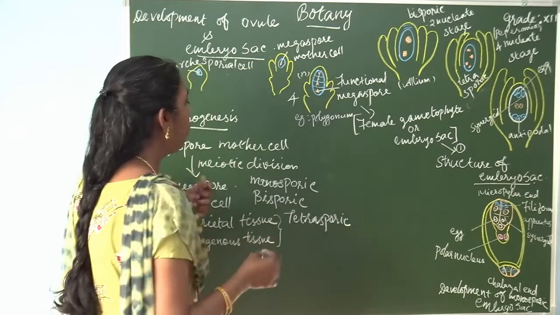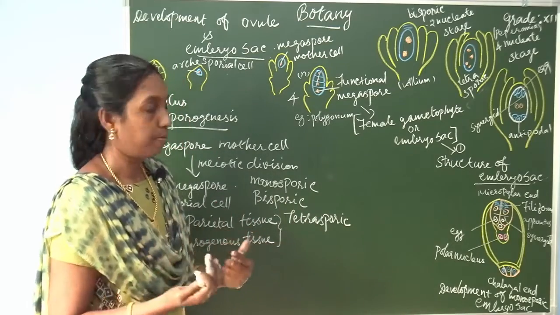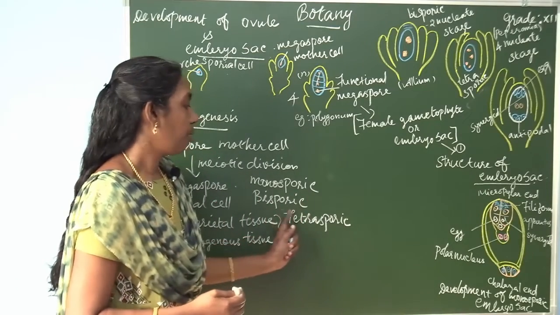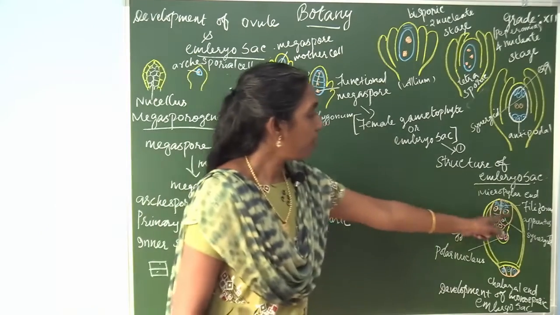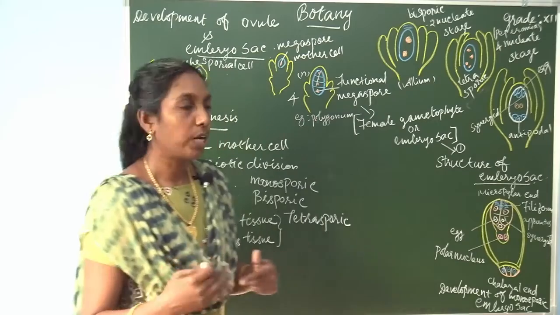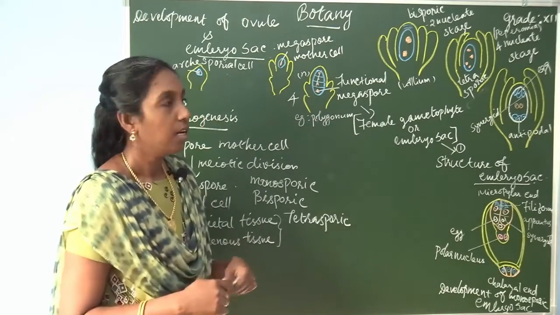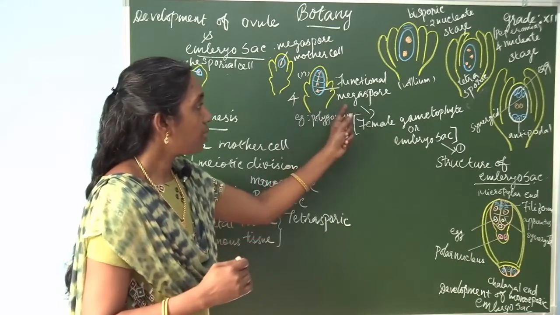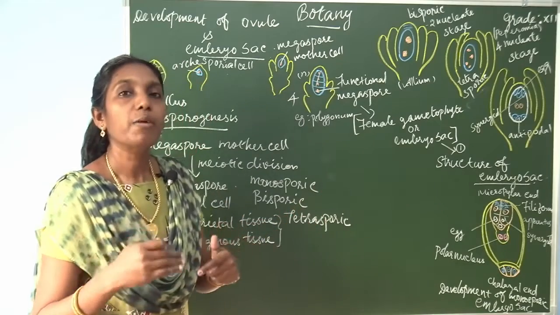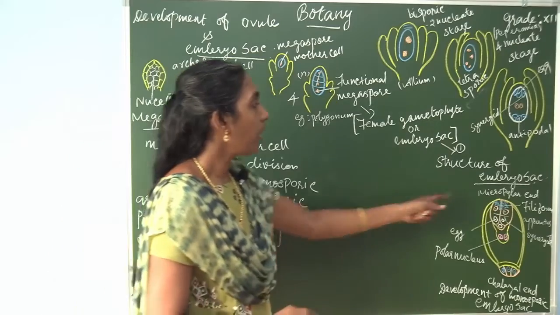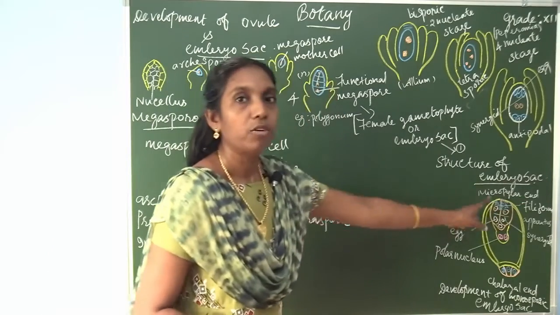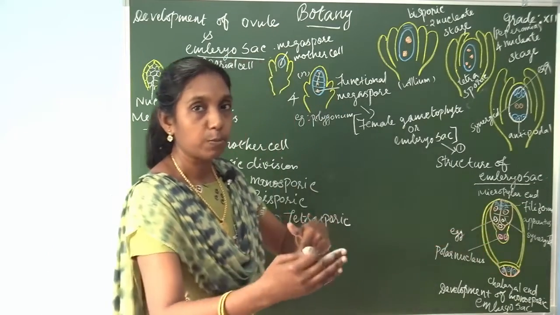There are three different types: monosporic, bisporic and tetrasporic. This is the development of the monosporic embryo sac. From this functional megaspore, the female gametophyte is formed. The female gametophyte is otherwise called the embryo sac. Now, development of the embryo sac is the next process.